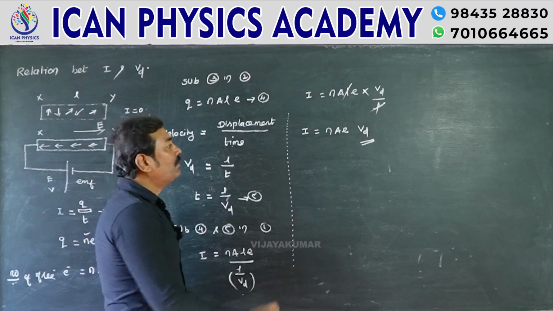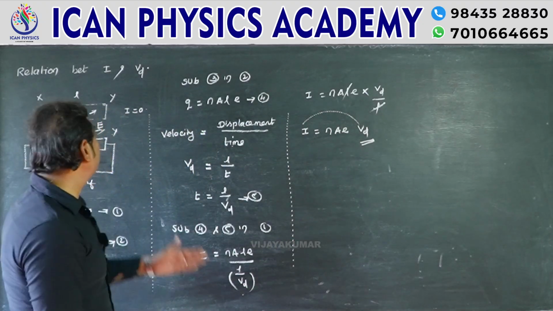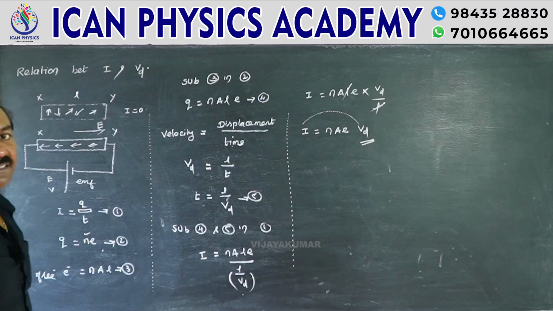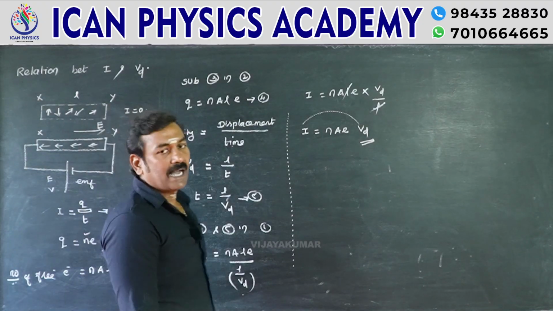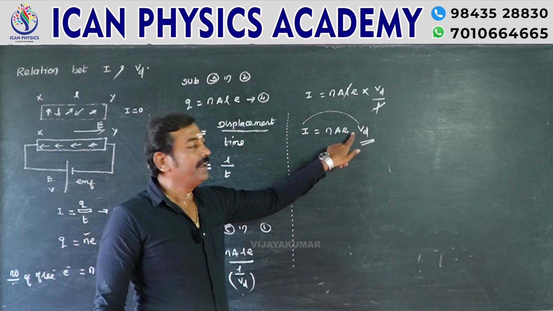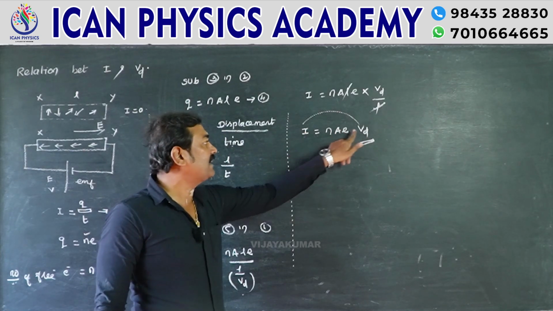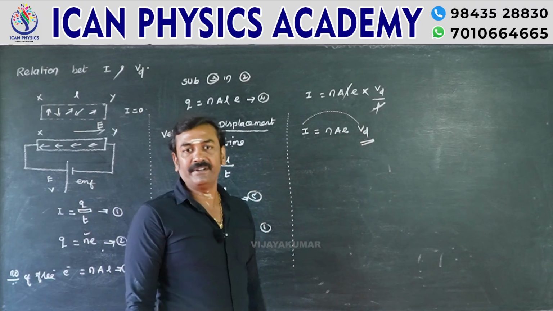Now current and drift velocity come in the same relation. So that is the relation between current and drift velocity.